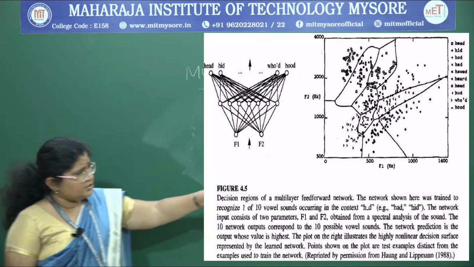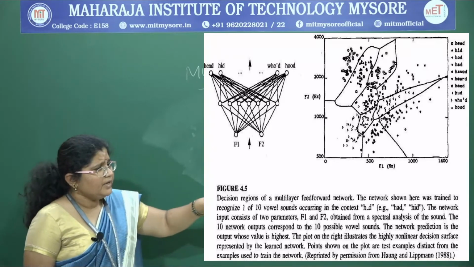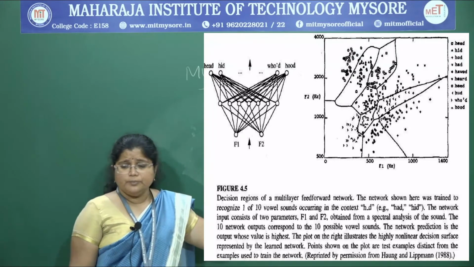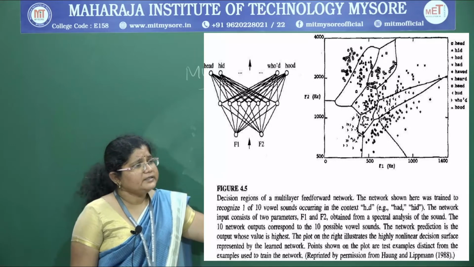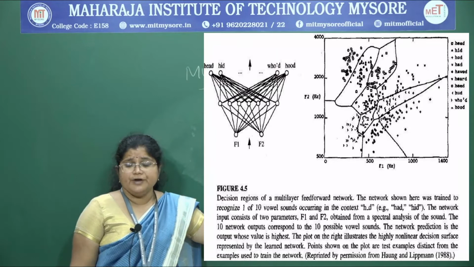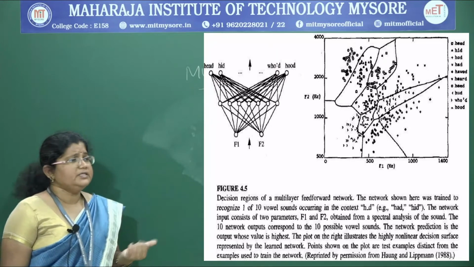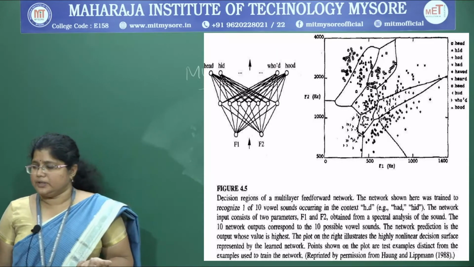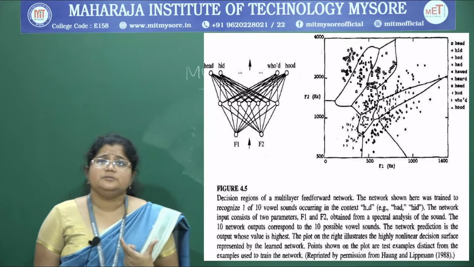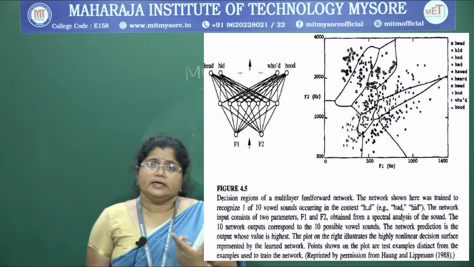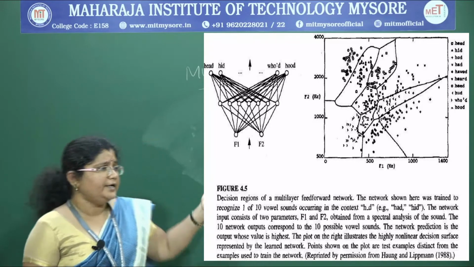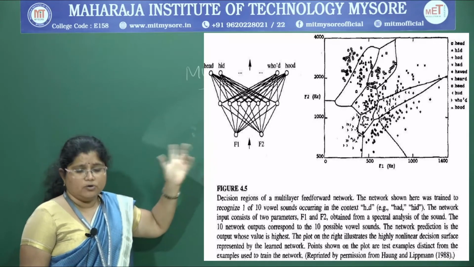Now, looking at the many points present here, each point indicates a test example. These test examples are different from the training examples of the particular network. So in this diagram, it is recognizing the speech in terms of the 10 possible vowels and tries to get the output.